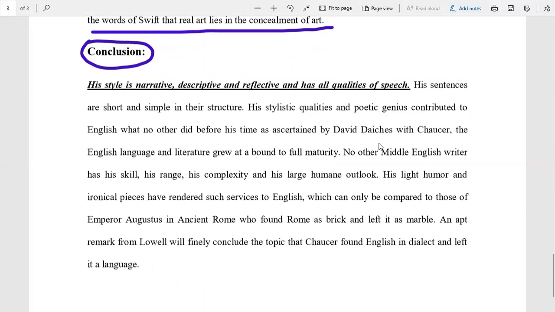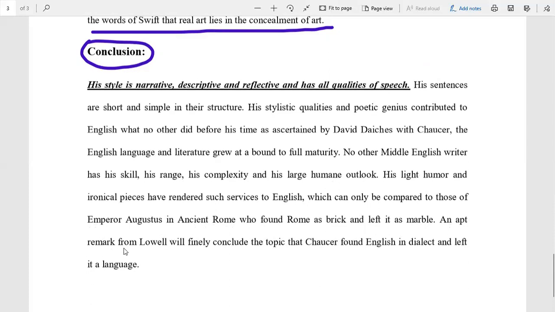With Chaucer, the English language and literature grew at a bound to full maturity. No other Middle English writer has his skill, his range, his complexity, and his large human outlook. His high humor and ironical pieces have rendered such success to English, which can only be compared to that of Emperor Augustus in ancient Rome, who found Rome as brick and left it as marble.